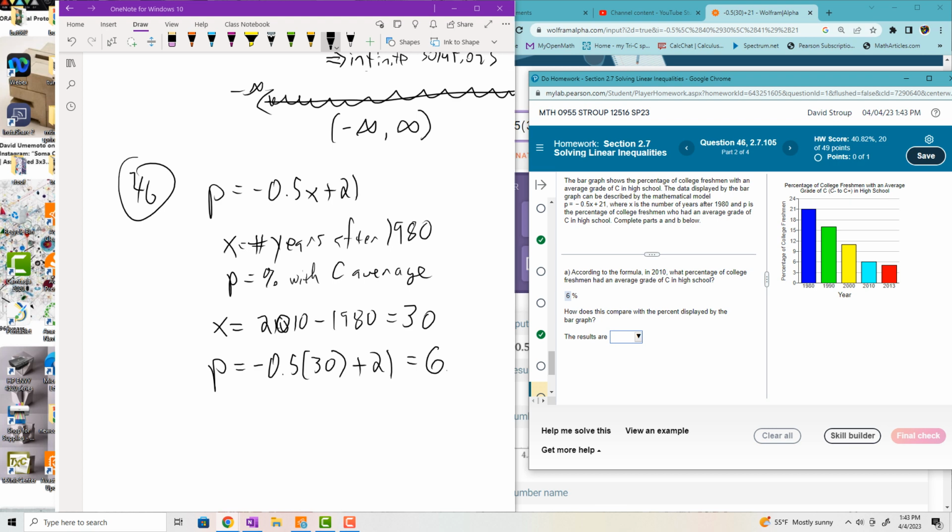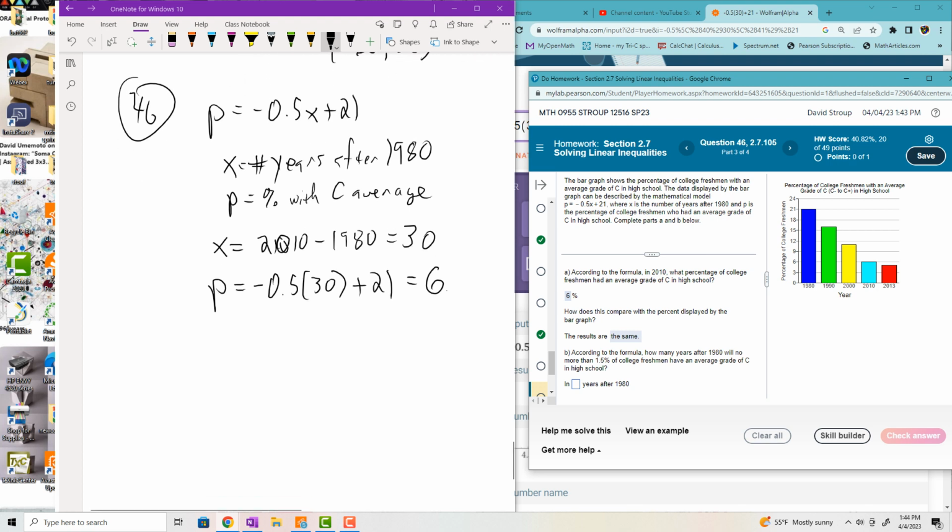And how does that compare to the bar graph? So the bar graph, if you look at it, 3, 4, 5, maybe it's about the same. I'm kind of guessing, but I'll just see. Yeah, they're the same. According to the formula, how many years after 1980 will no more than 1.5% of freshmen have an average grade of C in high school?